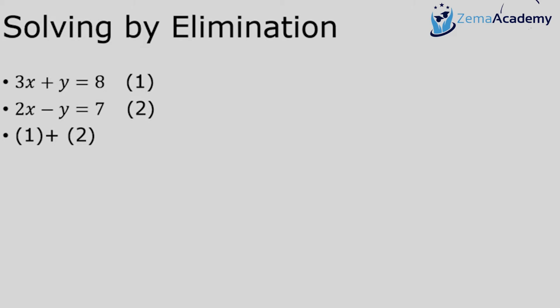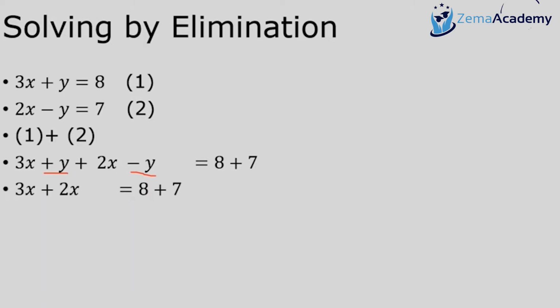So I'm going to do equation 1 plus equation 2. So here I've got 3x + y + 2x - y = 8 + 7. So I've added all the letter sides of the equation together, and I've added the number sides of the equation together as well. Now, I've got a +y and a -y, so those cancel out. So I can simplify that down to 3x + 2x = 8 + 7. I can simplify that again, and that's going to give me 5x = 15. In this case, I've labelled it equation 3.